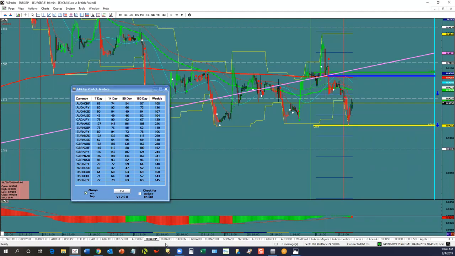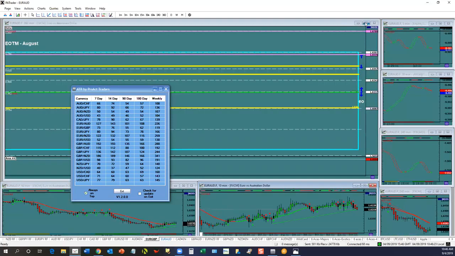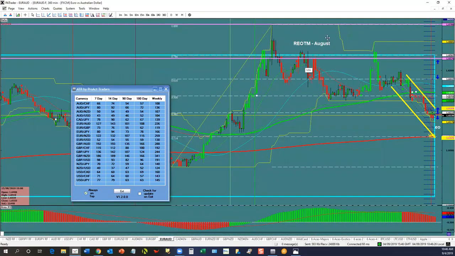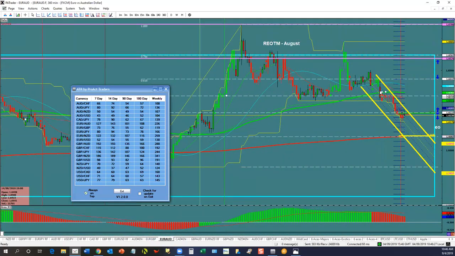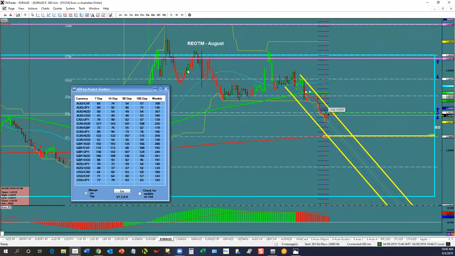All right, over to euro Aussie. We're continuing our real estate of the month trade from last month. It's continuing now. Just took a sideways move for about a month before it continued on down. We're looking to come down here to 1.6087 tonight, down in here. All right, got a big ATR. Euro Aussie ATR is 143 pips.